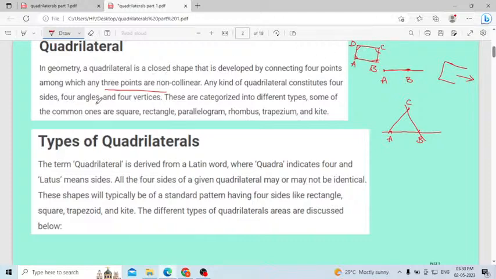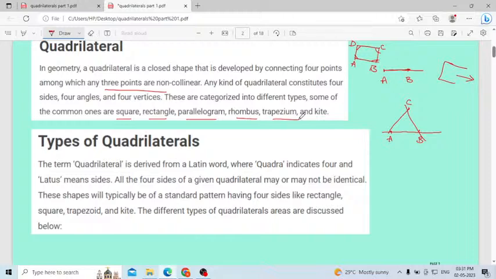This one I will explain in detail, don't worry. 4 sides, 4 angles, and even 4 vertices. Vertices means points A, B, C, D. These are the 4 vertices. These are categorized into different types. Some of the common examples of a quadrilateral are square, rectangle, parallelogram, rhombus, trapezium.